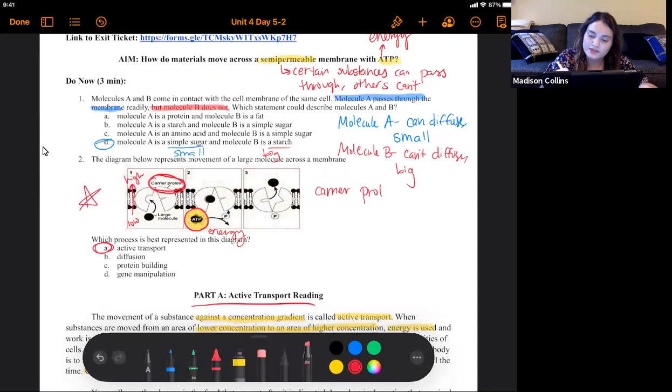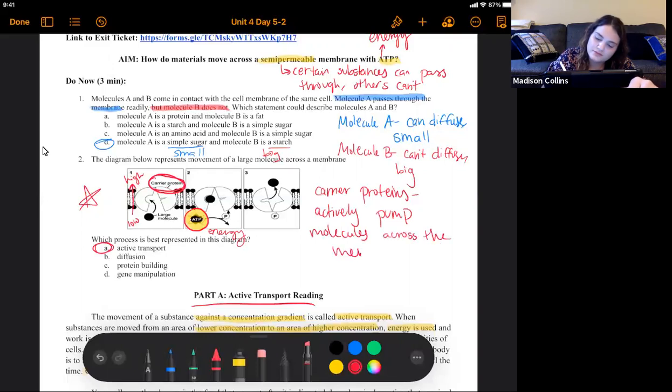is the carrier proteins physically or actively pump those molecules across the membrane. So it's like they get the molecule and then they push it across really, really fast and really hard. So those carrier proteins actively pump molecules across the membrane. Right? But whenever active transport is represented, you will always see ATP labeled. So you know that energy is required.